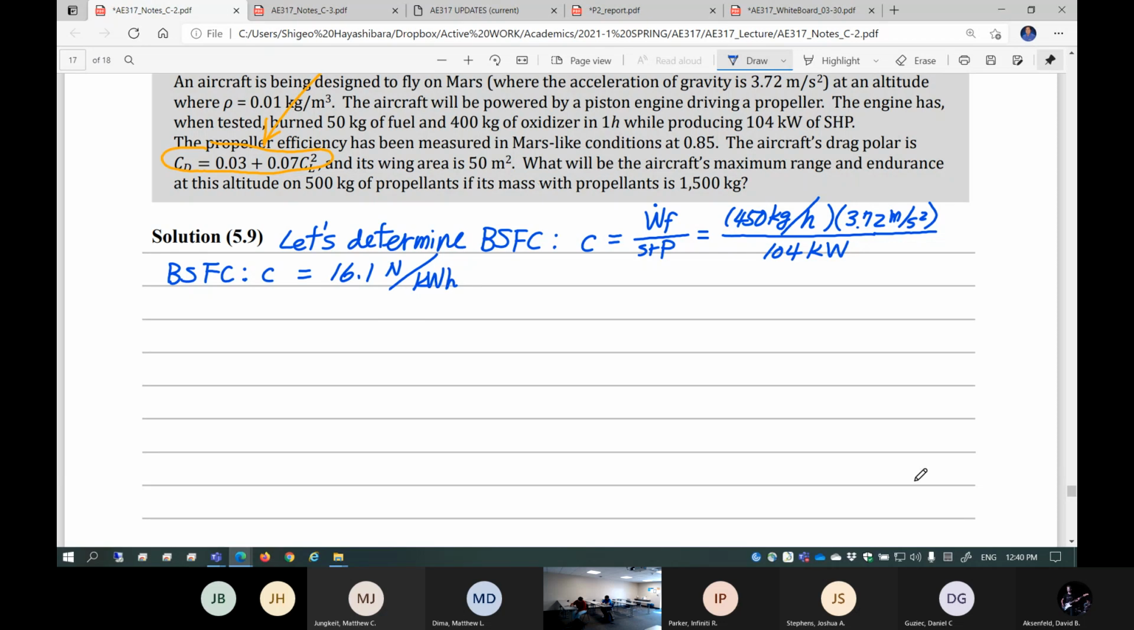So this is one piece of information I need. This is especially required for both endurance and range. So first of all, let's find out the endurance. Endurance max. What is the condition? Anybody? Condition for endurance maximum.